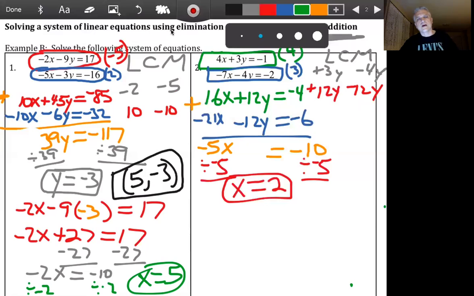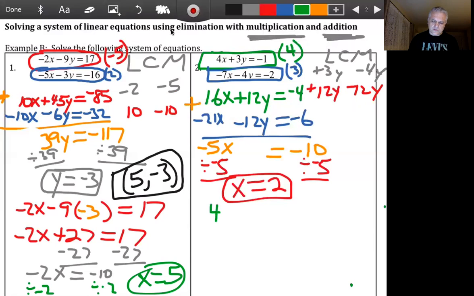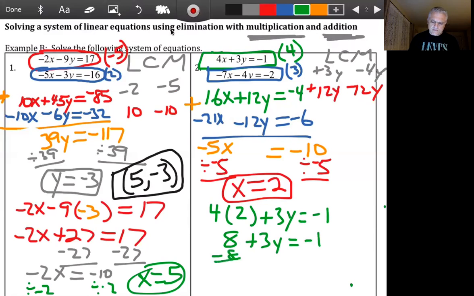We're going to substitute that value in and solve for the other variable. Let's take the 4x plus 3y equation. So 4x plus 3y equals negative 1. Well, we know what x is. It's 2. So we're going to put that 2 right in here. 4 times 2 is 8. Let's subtract our 8. I get 8 minus 8 is 0. 0 plus 3y is just positive 3y. Negative 1 subtract 8 is negative 9.